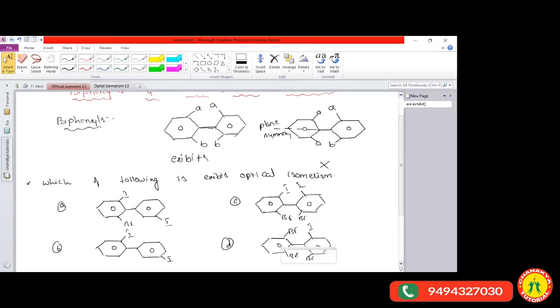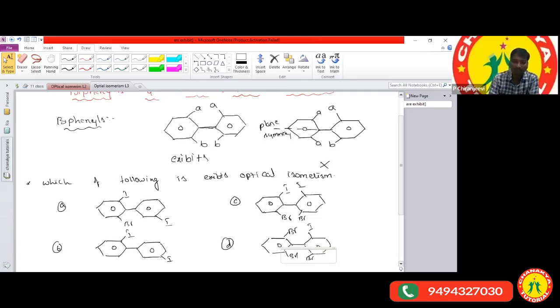So is it C? Very good, Aditi. C is the correct answer. C is the correct answer because of the condition applied. What is the condition? Biphenyls at the ortho position must have two different atoms. Only the ortho position we are considering, not any meta position.